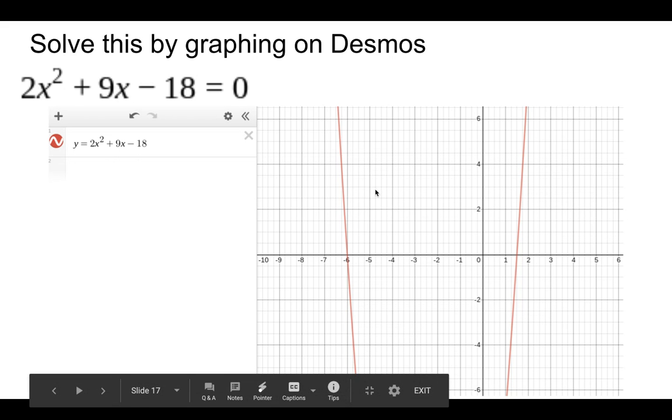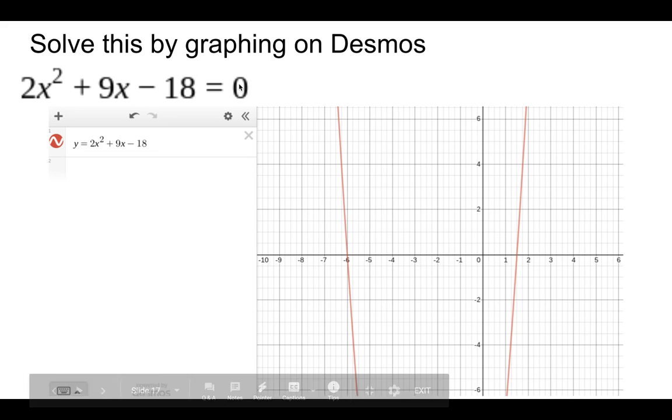All right, so here I've graphed y, the same equation here, where when y is equal to 0, that's where it crosses the x-axis. So I graph the equation, look at -6 and 1.5, and sure enough, those are the same two solutions that we had before.